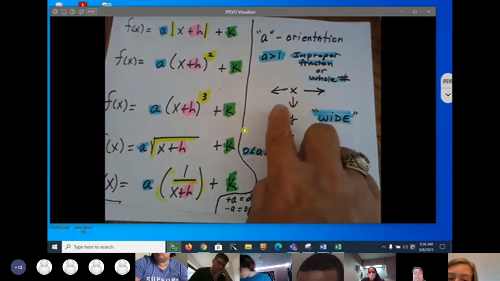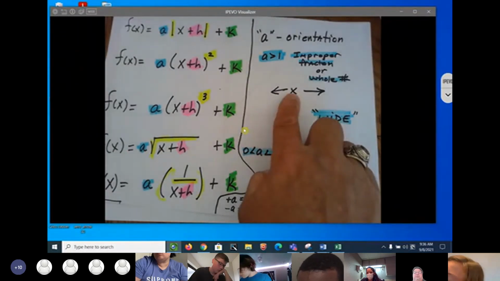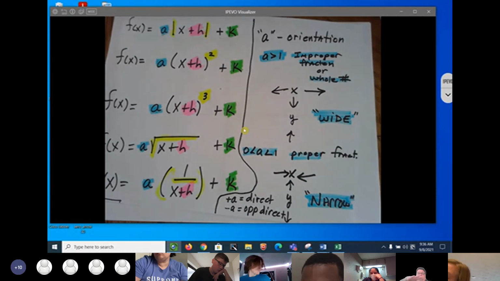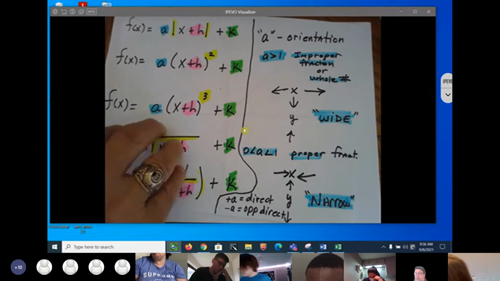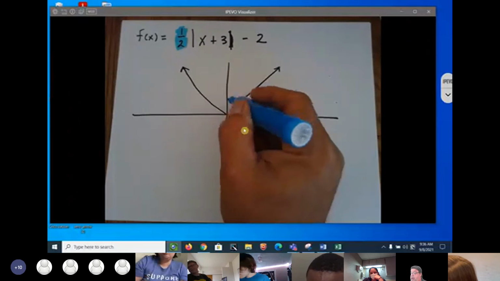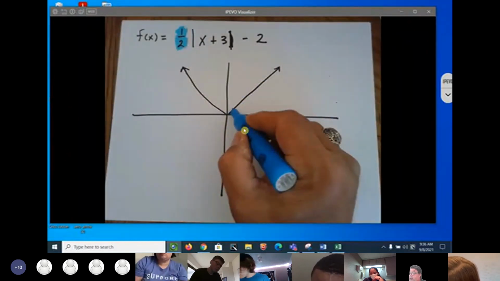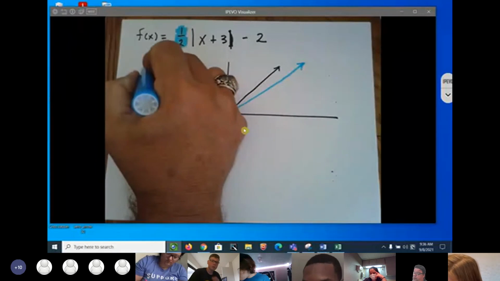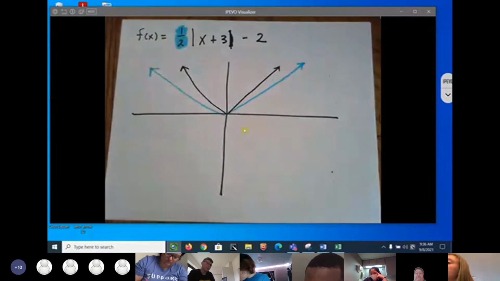It's going to be stretched along the x-axis and compressed along the y-axis like a balloon. If you take a balloon and you do this to it, it's going to go out like this. So I'm going to take my blue marker and I'm going to draw my parent graph, except this time I'm going to make it wider because of that 1/2.